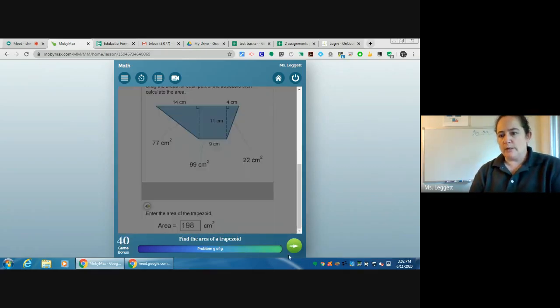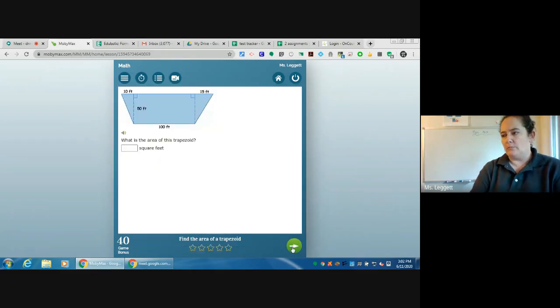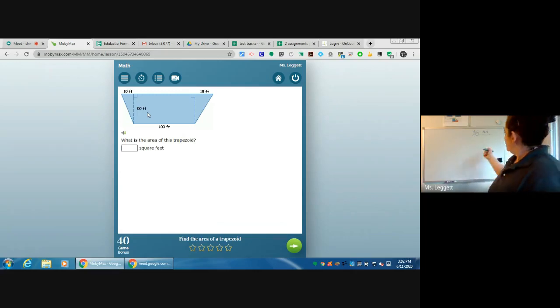Okay, so now we're ready for the 5 that we get graded on. What is the area of the trapezoid? Okay, so first things first. Let's do triangle 1, triangle 2, and then rectangle. And I'll go left to right.